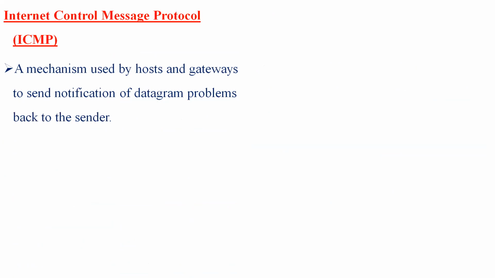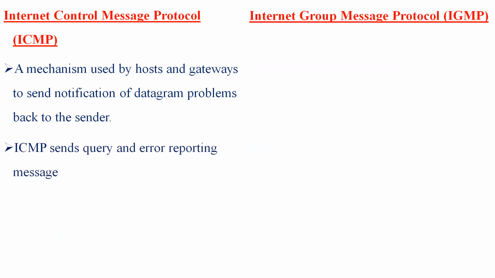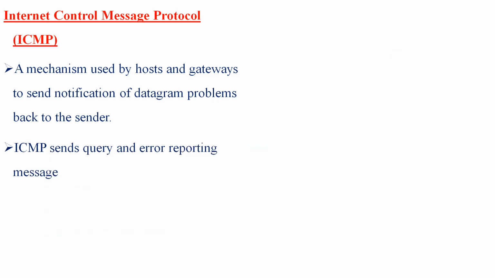Whatever problems arise while sending a particular packet, this ICMP will send a message or a notification signal to the sender about the datagram problem. So it sends query and error reporting messages. ICMP is used in order to get a notification about problems while sending packets.